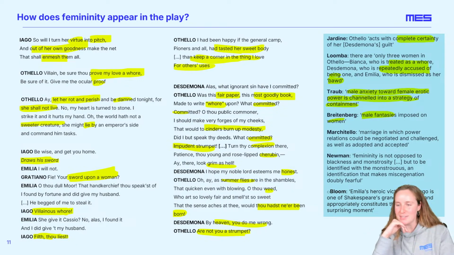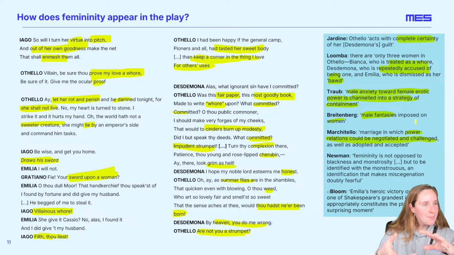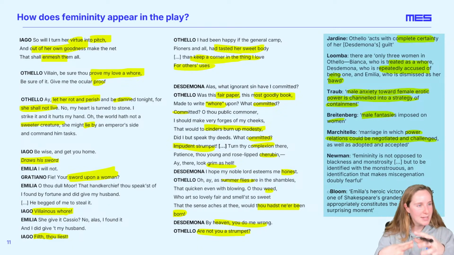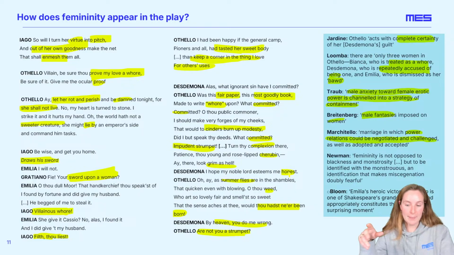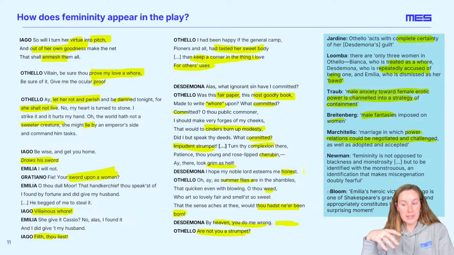Agreed. Martitello says, marriage in which power relations could be negotiated and challenged, as well as adopted and accepted. So this idea of marriage as a place where power dynamics start to shift, where perhaps Desdemona can try and defend herself here, and where Emilia stands up for herself. So there is slightly more power here when she does speak out then.